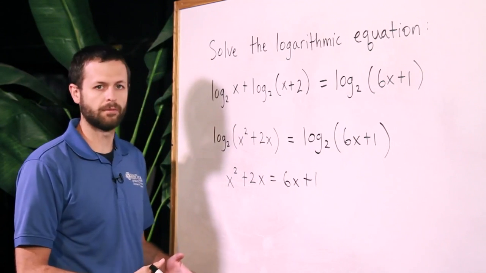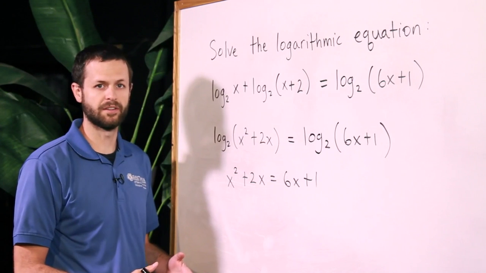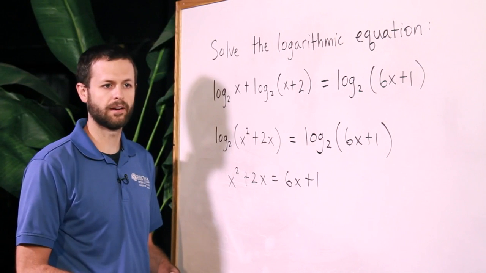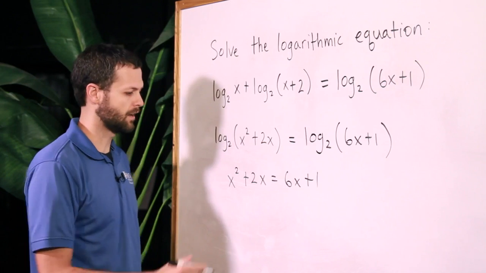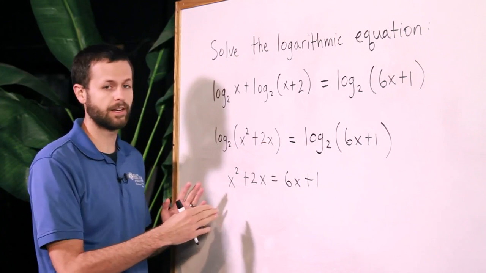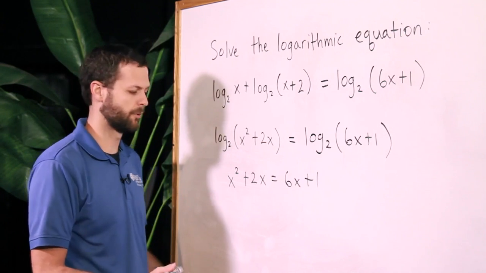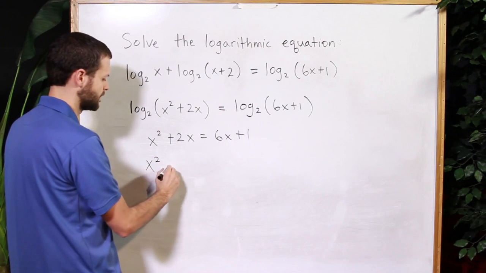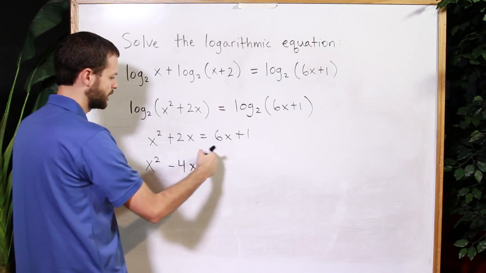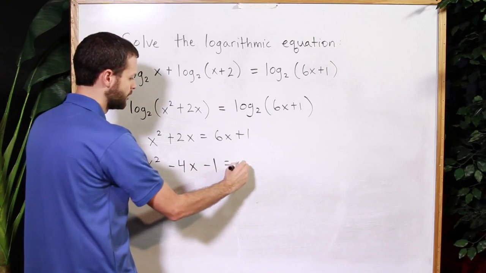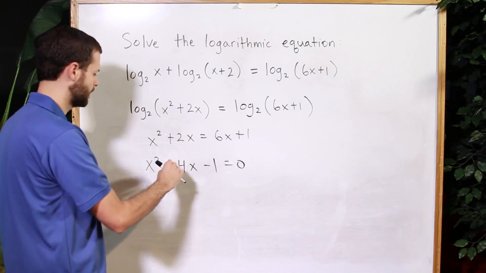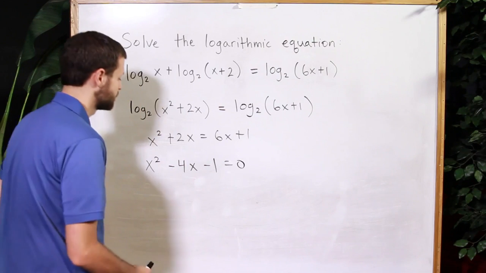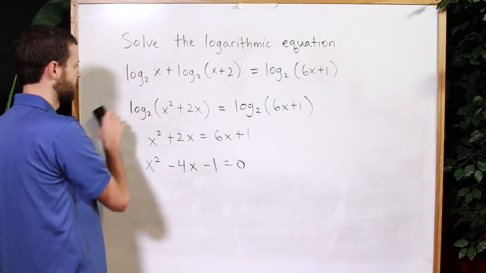I've now broken this problem down into a quadratic equation, which I can use any of my quadratic equation solving tools. In this case, I would like to get one side equal to 0 and then apply the quadratic formula. I have x squared, 2x minus 6x, that's minus 4x. Subtract 1 from both sides, and now I have 0. I need to make some room, so I'm going to work up here.